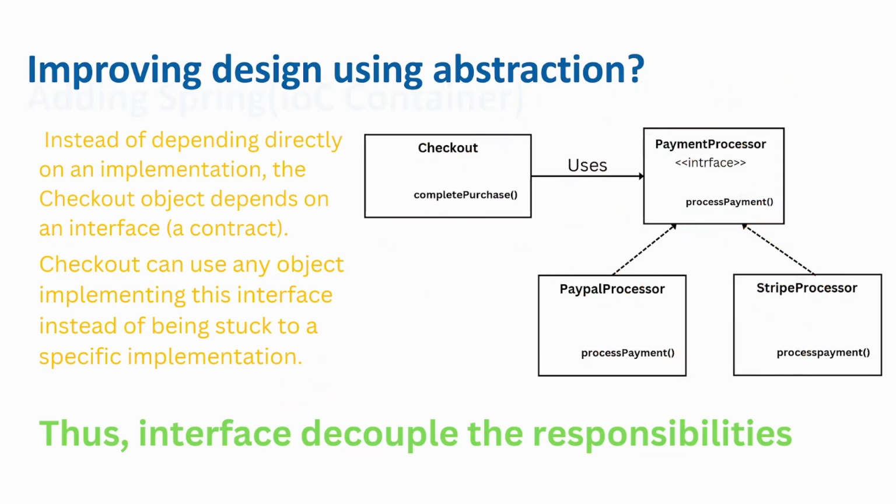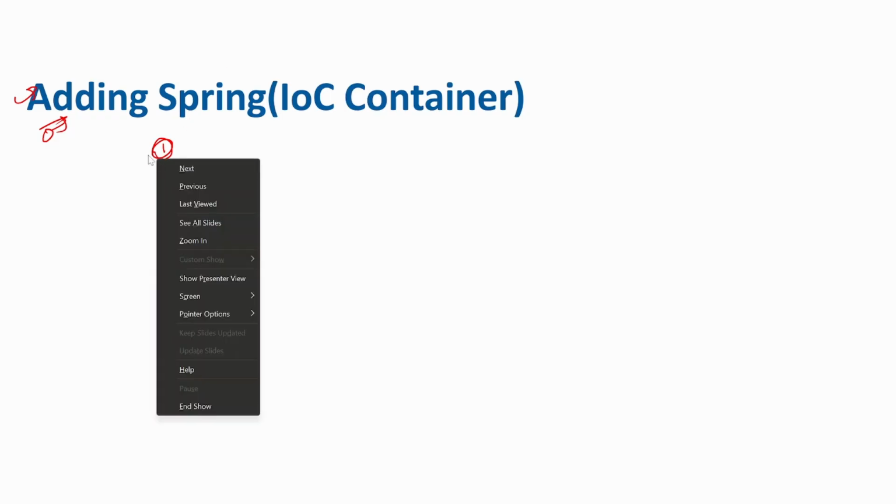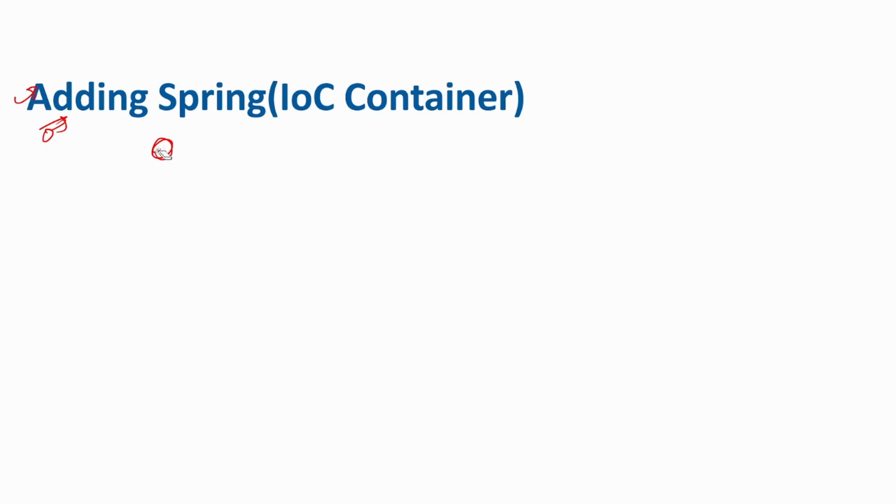Now we have understood the interface and how it can help us achieve abstraction. Now let's see how we can use dependency injection with the abstraction. Let's see how we can add Spring and use the Spring IOC container for dependency injection. So this can be done in steps.